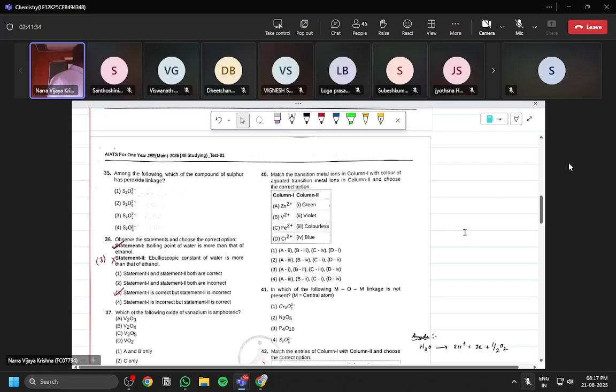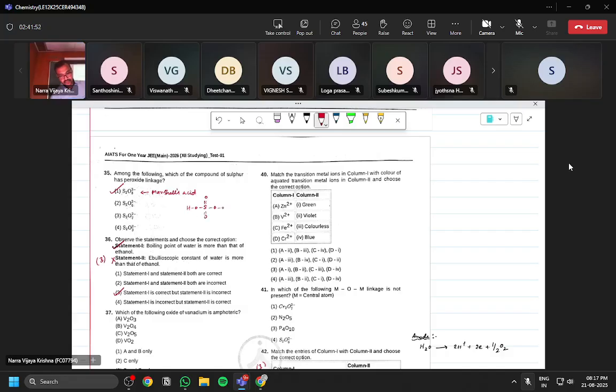Among the following, which compound of sulfur has a peroxide linkage? Waste question. What is this? Marshall's acid. H2S2O8. Marshall's acid. Correct? What about H2S2O6? Yesterday's class we have seen H2S2O4, H2S2O5, H2S2O6. These three possess an S-S bond.